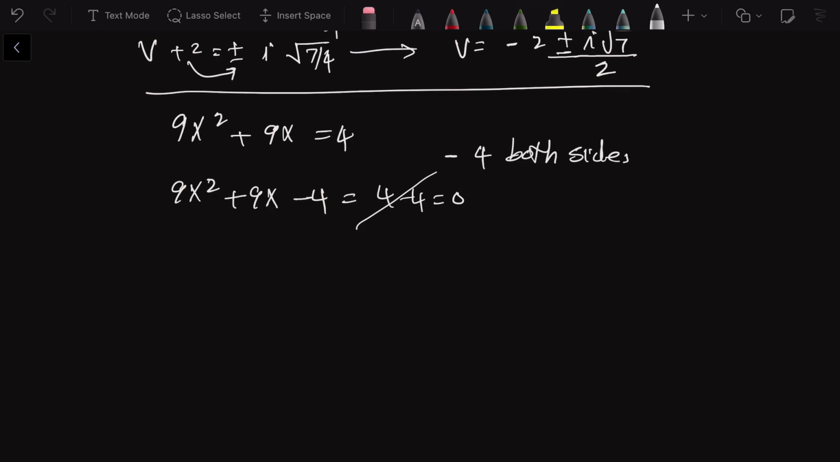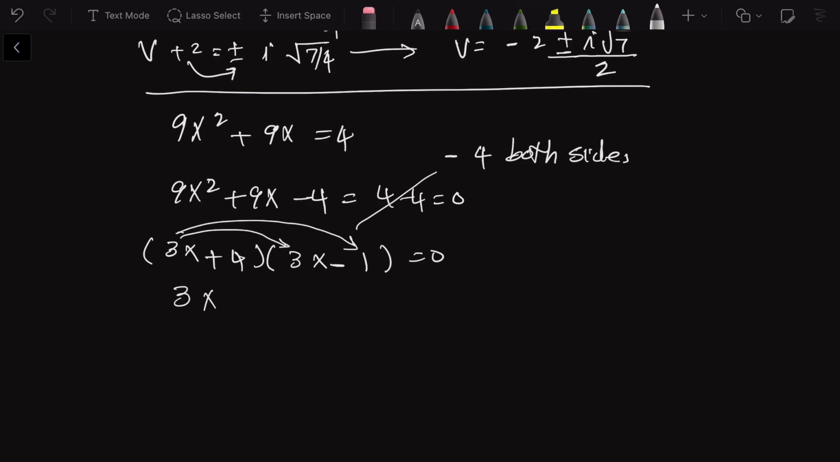So then let's try to factor this. So we say 3x times 3x equals 0. We need two numbers that multiply to get negative 4 and add to get 9x. So let's try both 4 and 1. So let's try that, plus, minus. So let's confirm that we have this. So 3x, this is 9x squared.